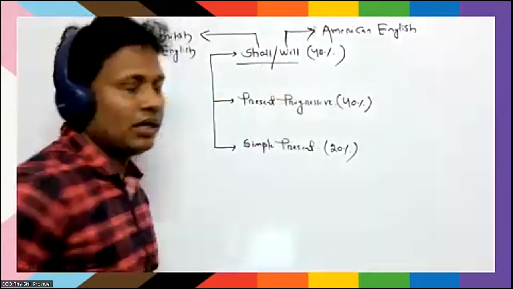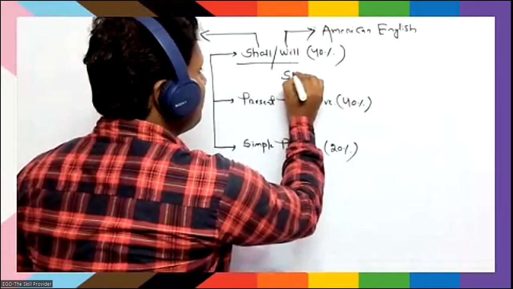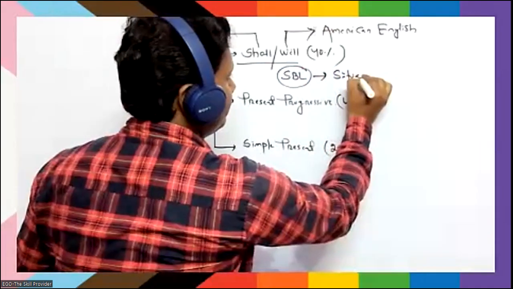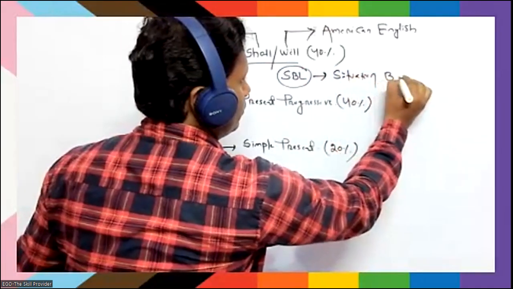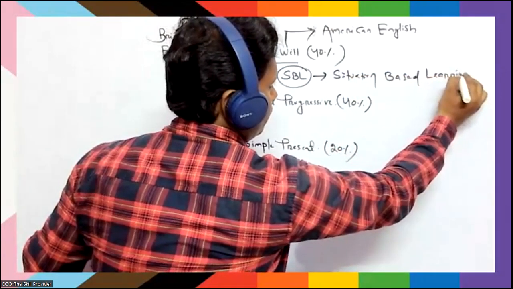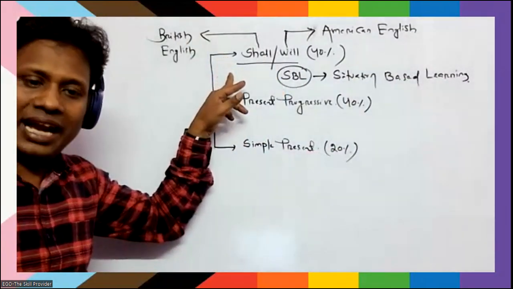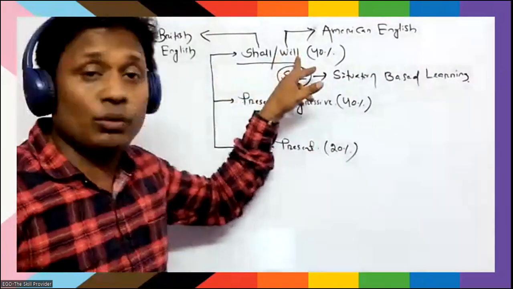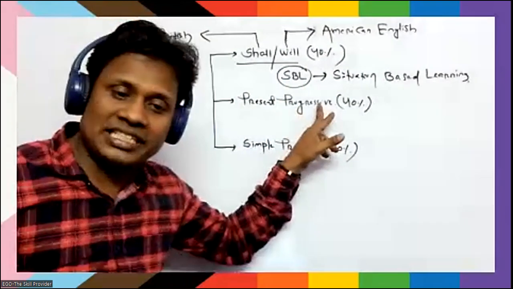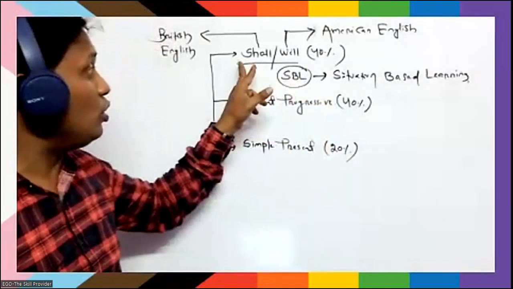This is a complete bunch. So in which situation do we use them? Okay. Let's apply the SBL technique. SBL stands for situation based learning. So today I'm going to tell you there are certain situations in your life where exactly you can use shall and will. There are certain situations you can use something called present progressive. There are certain situations you can use simple present. Okay. So let's come to shall and will.